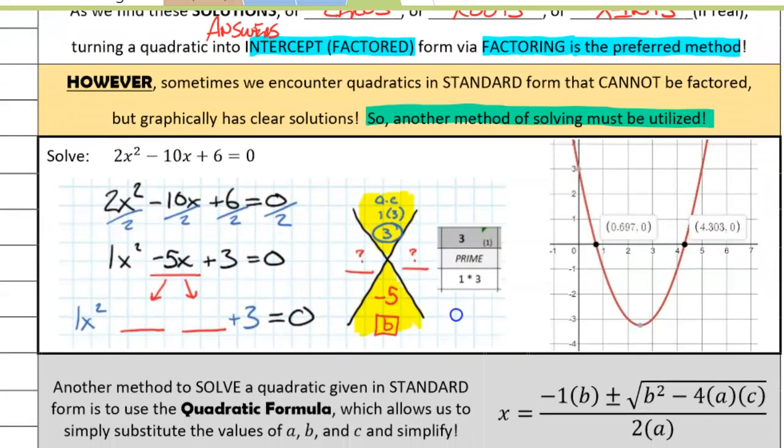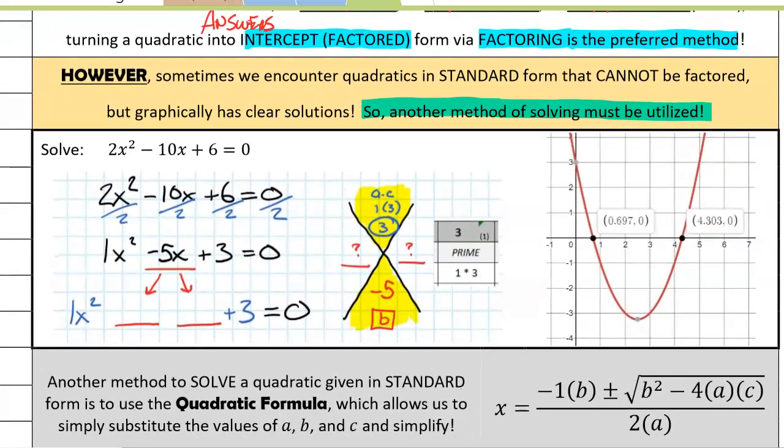Take, for example, 2x squared minus 10x plus 6 equals 0. We can start off by making these numbers smaller, dividing out the GCF to get 1x squared minus 5x plus 3. But when I attempt to do my factorization, we find that there are no factor pairs of 3 that add up to negative 5. But looking at the graph, we see that we have two clear solutions, two x-intercepts, two zeros, two roots.